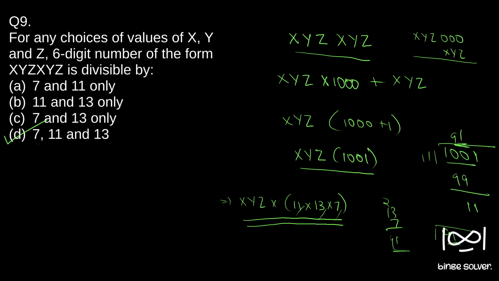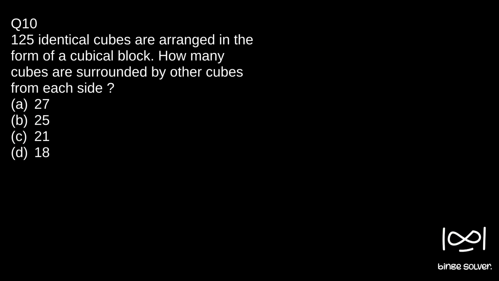Next question, question 10. 125 identical cubes are arranged in the form of a cubical block. How many cubes are surrounded by other cubes from each side? So, in this question, 125 identical cubes are arranged in the form of a cubical block.